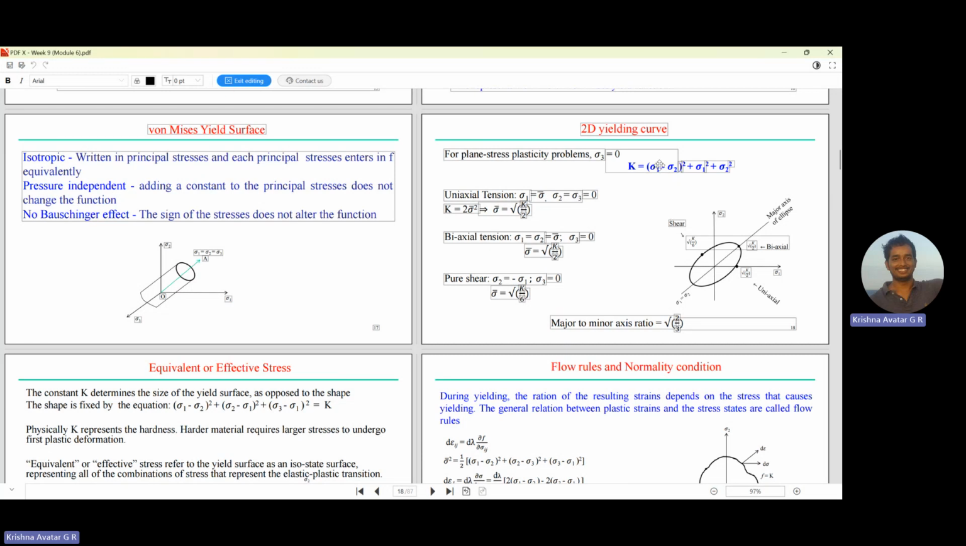Let's just see how it happens. In that case, what happens is sigma bar minus sigma bar whole squared plus sigma bar squared plus sigma bar squared. So this term evaluates to 0, and we'll just have 2 sigma bar squared.